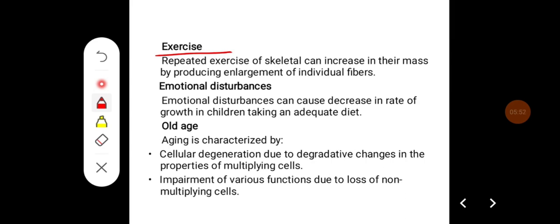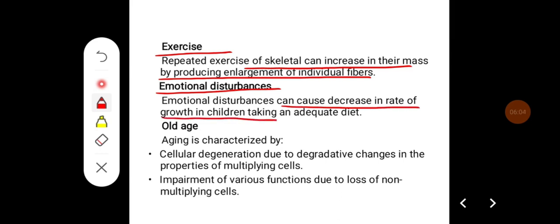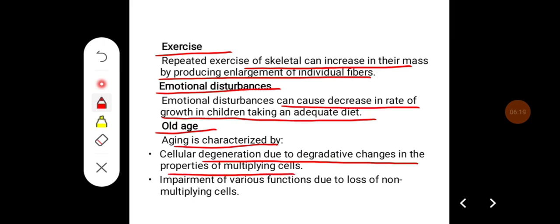Exercise: repeated exercise of skeletal muscles can increase their mass by producing enlargement of the individual fibers. Emotional disturbances can cause a decrease in the rate of growth in children taking an adequate diet. Old age also has an impact on growth. Aging is characterized by cellular degeneration due to degradative changes in the properties of multiplying cells and impairment of various functions due to the loss of non-multiplying cells.